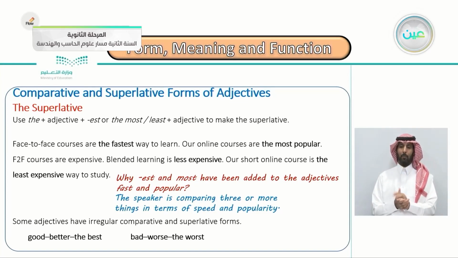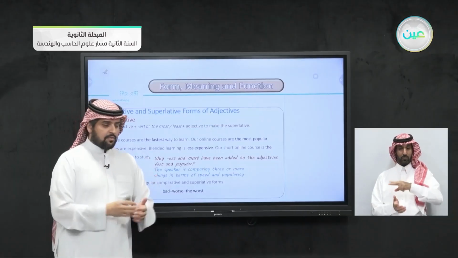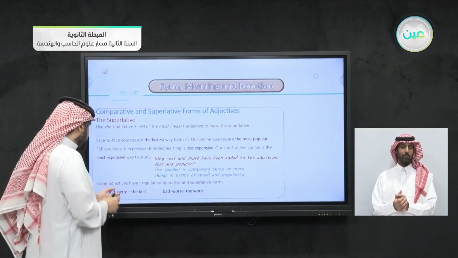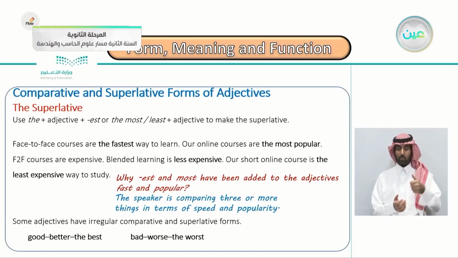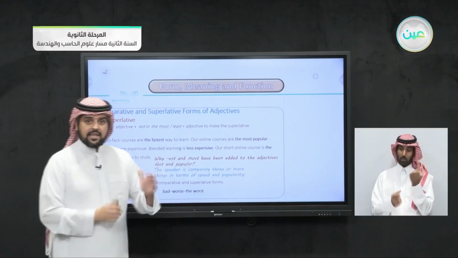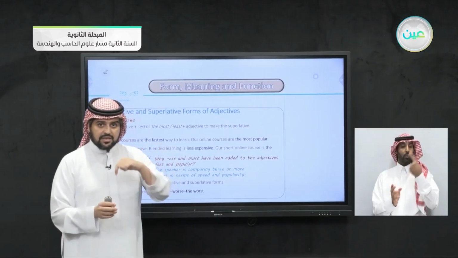Some adjectives have irregular comparative and superlative forms. Let's see. The adjective good, the comparative form of it is better. When you say this is better than that. And the superlative form is the best. When you say he is the best among his friends.